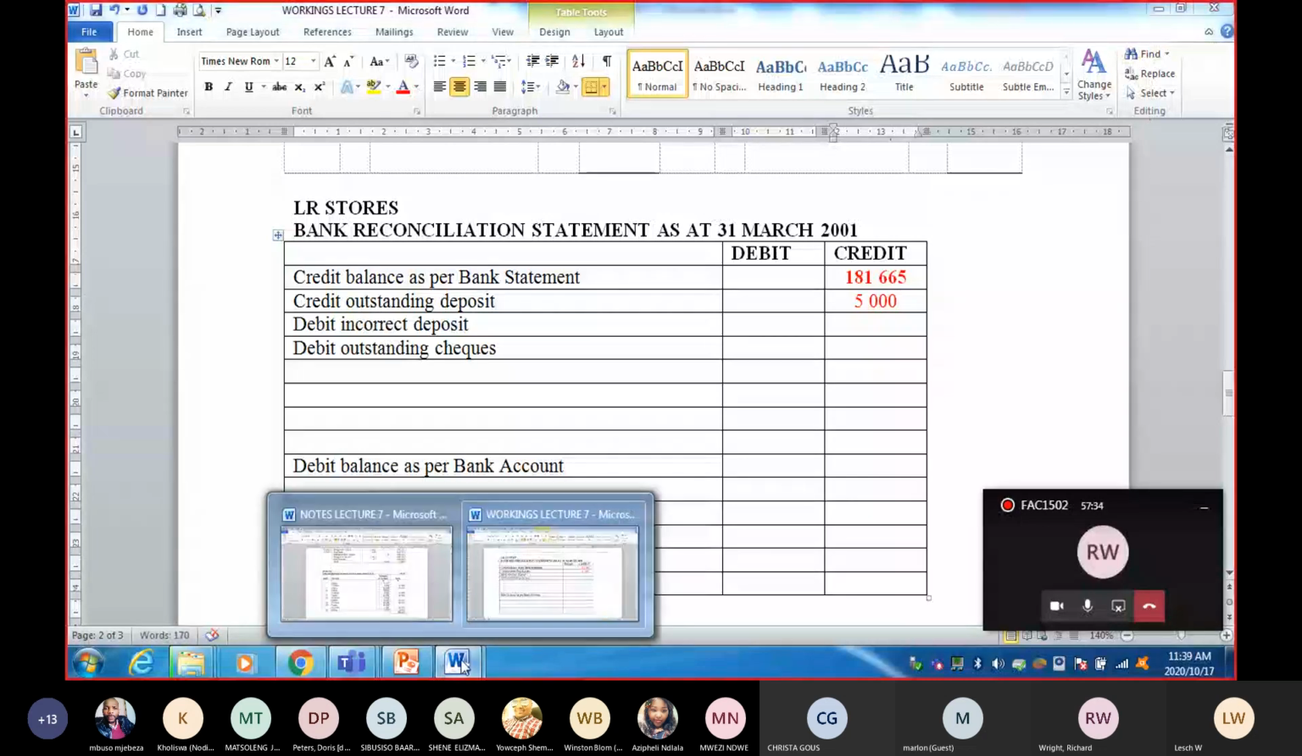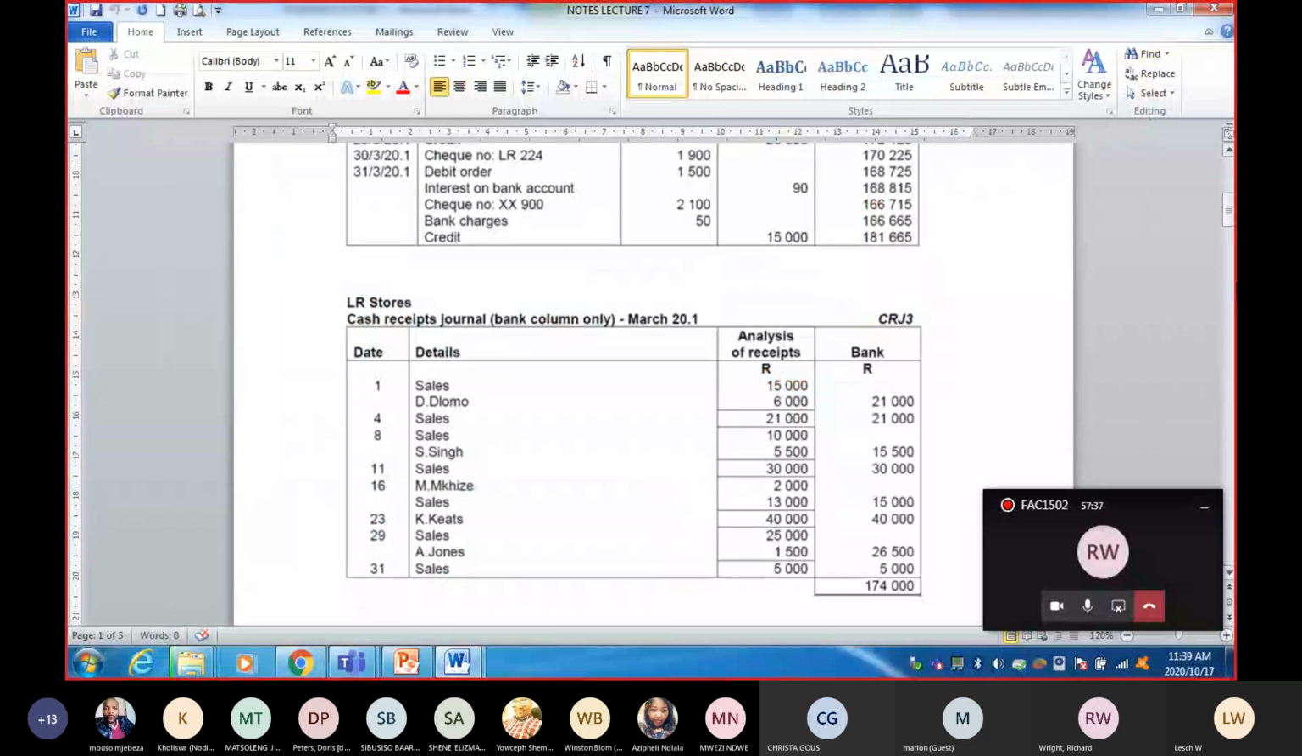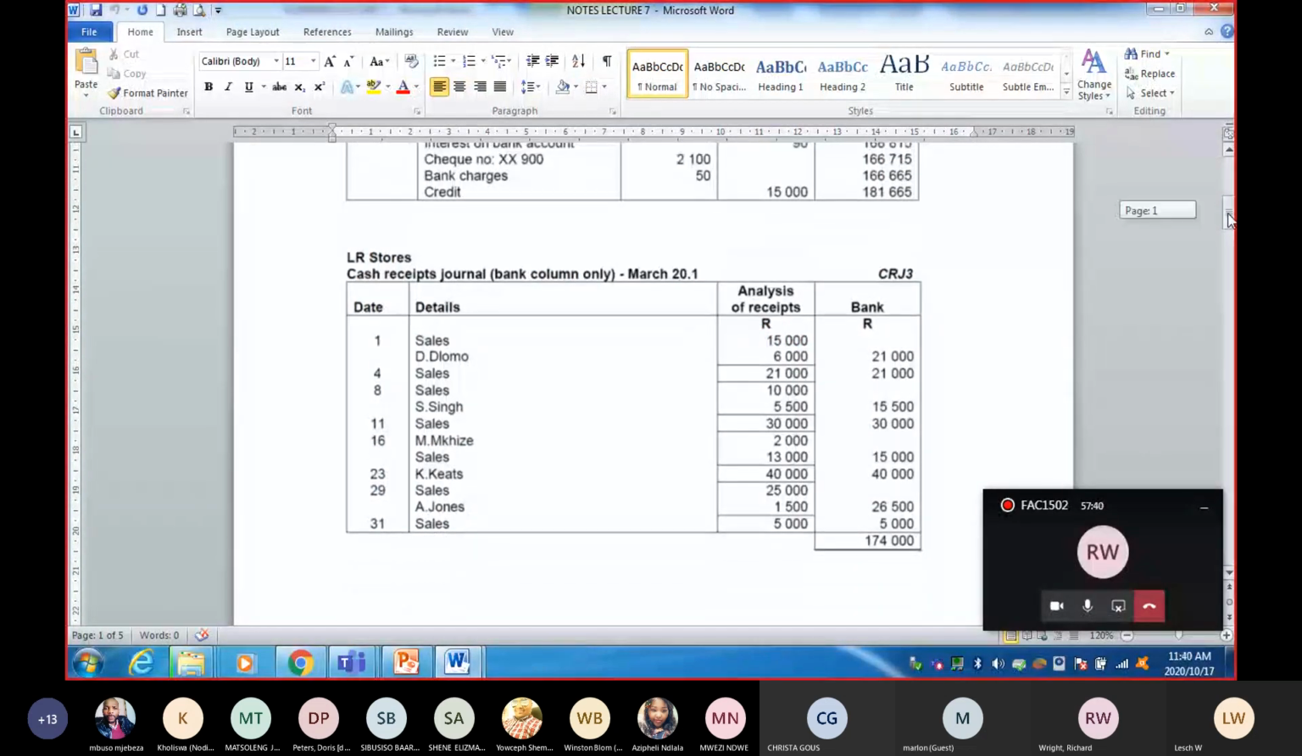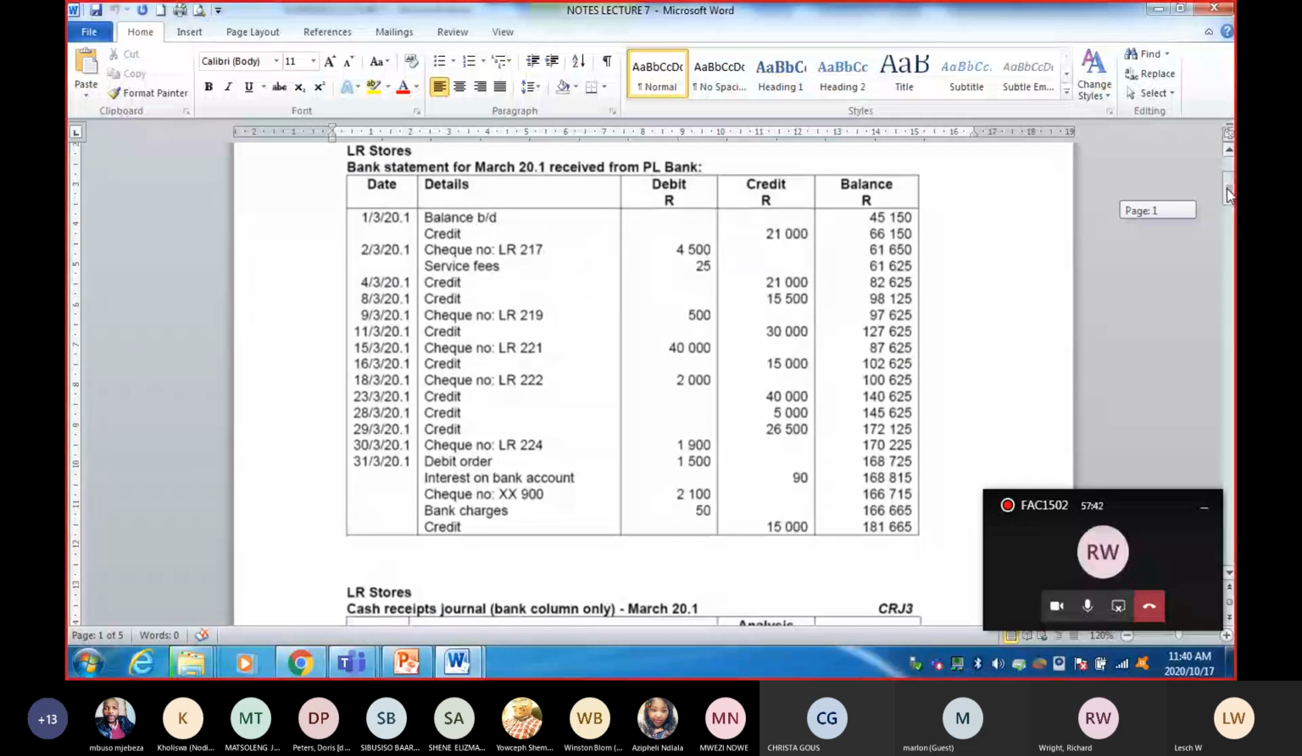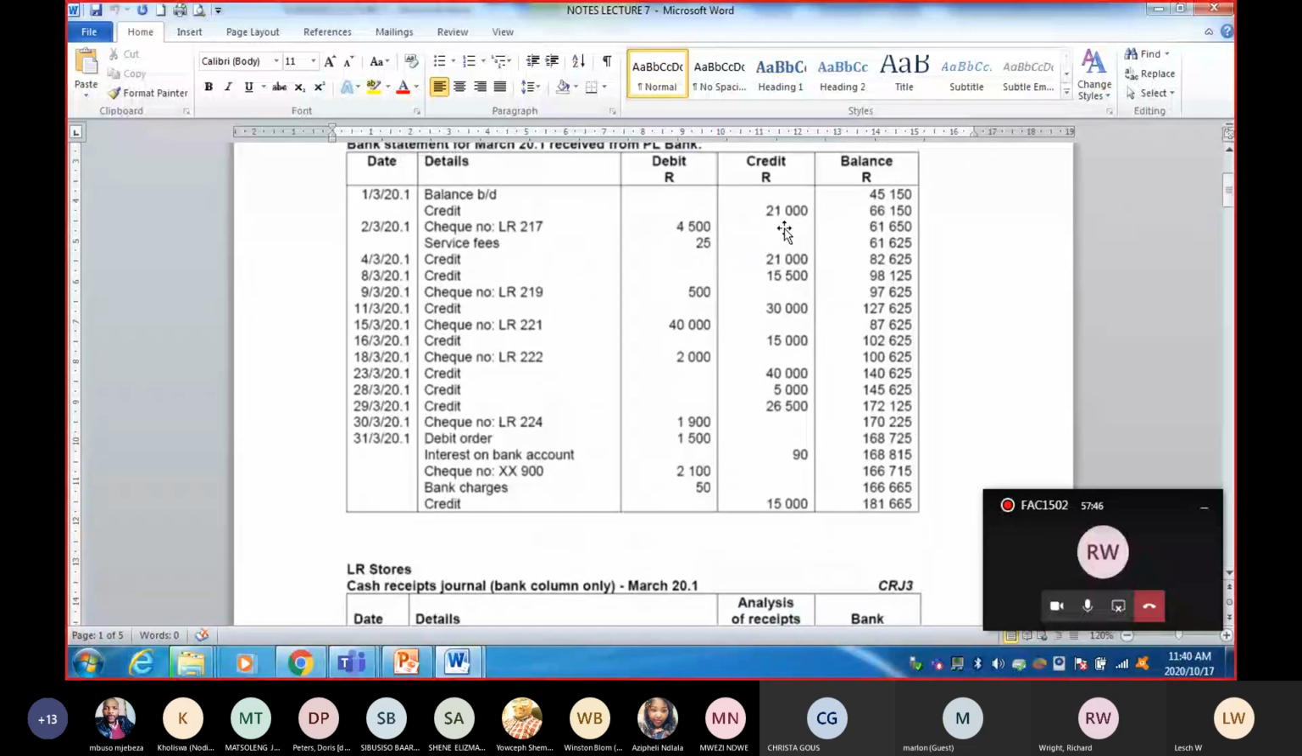We are into our next comparison now. We compare the credit side of our bank statement with our cash receipts journal. So if you compare that now with the cash receipts journal, the first amount of 21,000 Rand is there. The next amount of 21,000 Rand is also there. 15,500 is there, and 30,000, and the 15,000 is there. The 40,000 is there. The 5,000 Rand is not there.